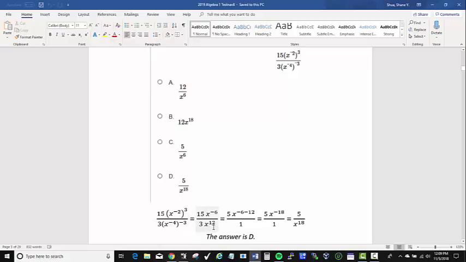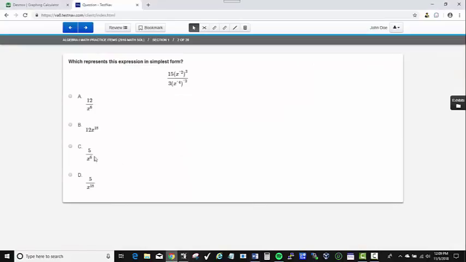Now, using the law of exponents, whenever you have the same base, x, but the exponents are different, you subtract the exponents. So this is going to be x to the -6 minus 12, which is x to the -18. And anytime you have negative exponents, you move them to the opposite side to make them positive. So this is 5 over x to the 18, which is choice D. Let's move on.